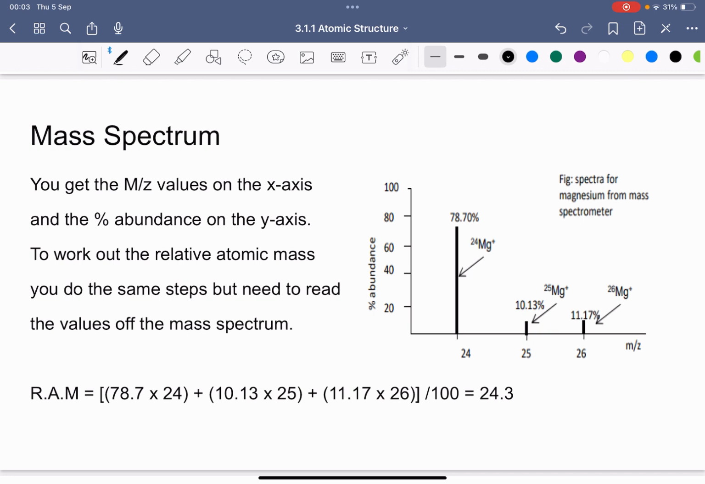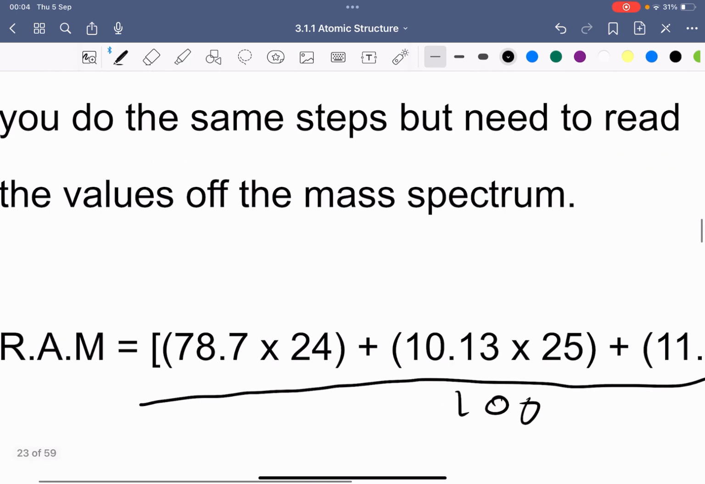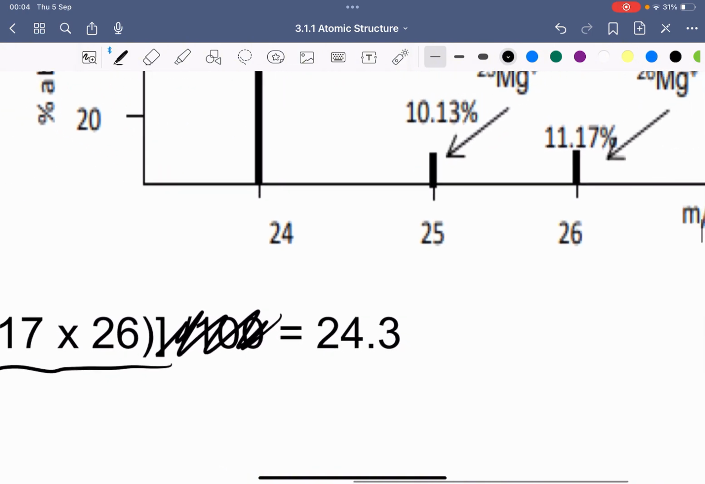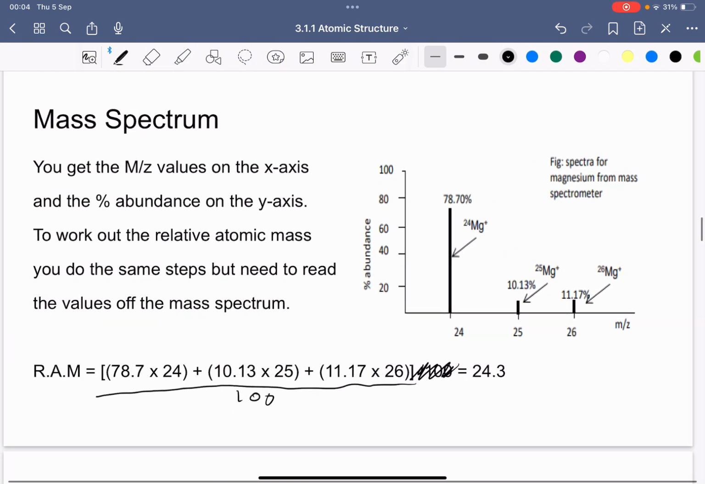Mass spectrum. You get the m/z values on the x-axis and the percentage abundance on the y-axis. To work out the relative atomic mass, you need to do the same steps as before, but this time you need to read the values of the mass spectrum for the percentage abundances and the m/z values. So here, this is basically what we had before. I'm just going to cover this up and do it like this. So we have our percentages and our masses times together, and then all the separate ones are added, divided by 100 to work out the relative atomic mass, just like we did in the previous video.